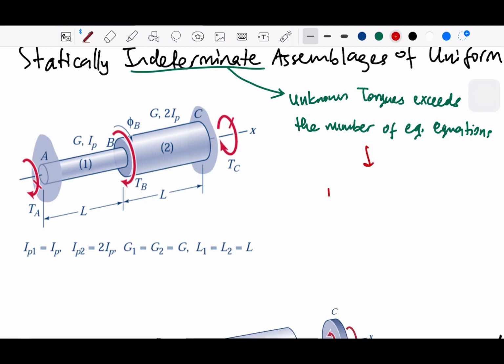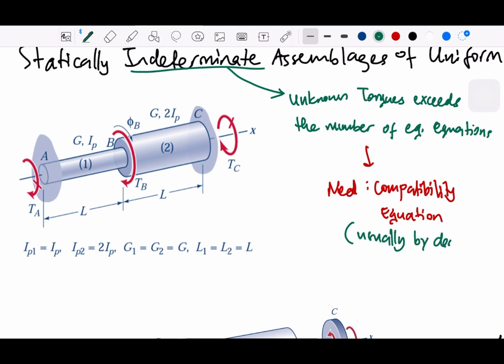So we need a compatibility equation. How do we get that? Usually by deformation or by geometric. In your exam, the geometric is using the triangle. Ratio and triangle, right?